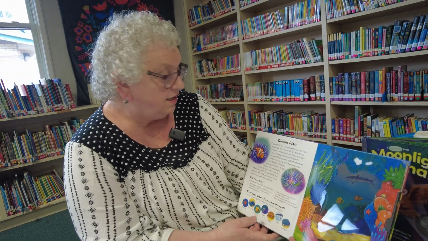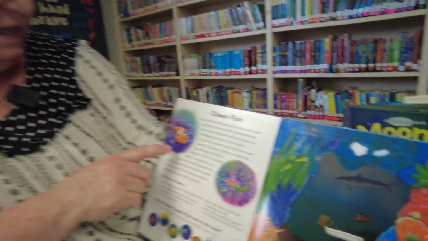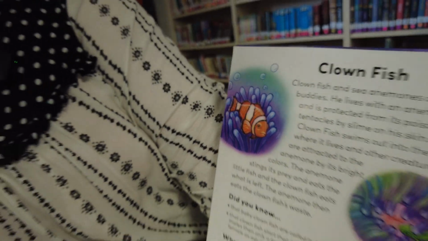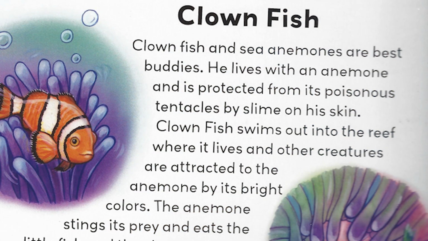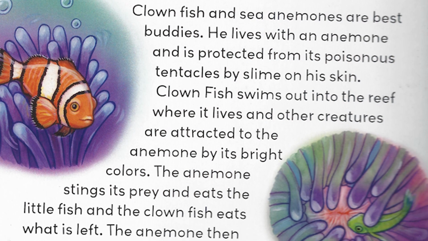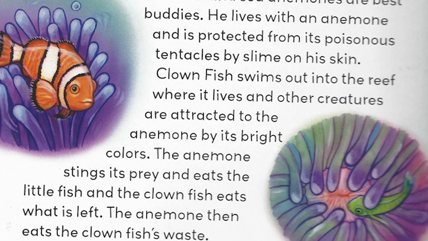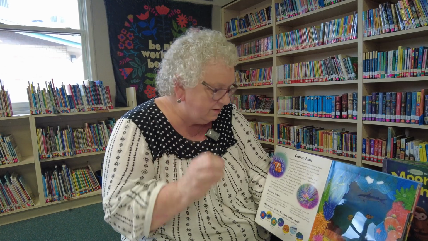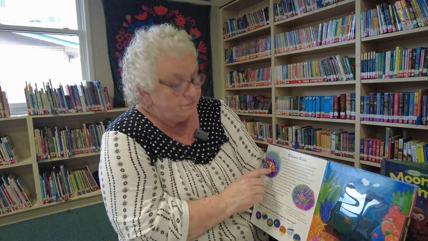Oh, look at the bright colors here. We're going to talk about the clownfish up here. I bet you know a movie with the clownfish as the star. Clownfish and sea anemones are best buddies. That's right, they live inside anemones and they are protected from its poisonous tentacles. Sea anemones are beautiful, but they have little barbs in them that will grab onto the fish, but the clownfish can live right inside the anemone and not get hurt.